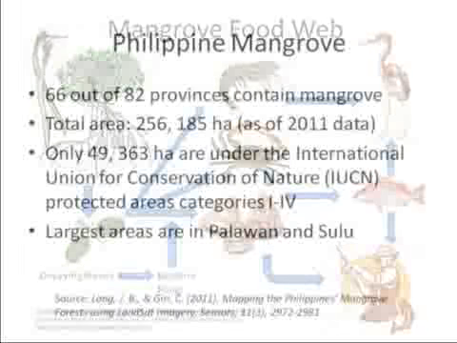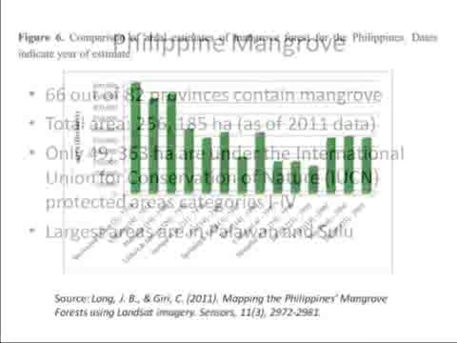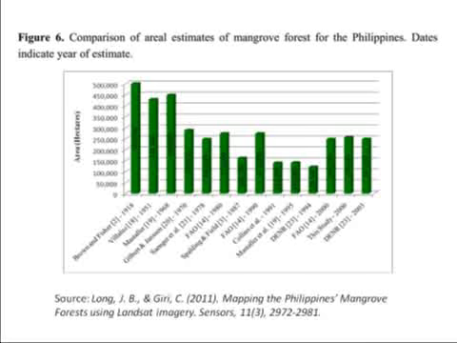In the Philippines, 66 out of 82 provinces contain mangrove and cover a total area of 256,185 hectares as of 2011. The largest areas are found in Palawan and Sulu. Since the first report of mangrove in the Philippines in 1918, estimated at 500,000 hectares, the mangrove cover dwindled to about 250,000 hectares today.